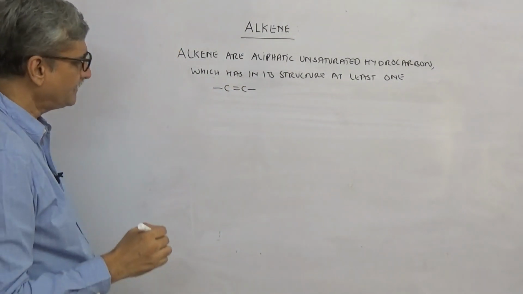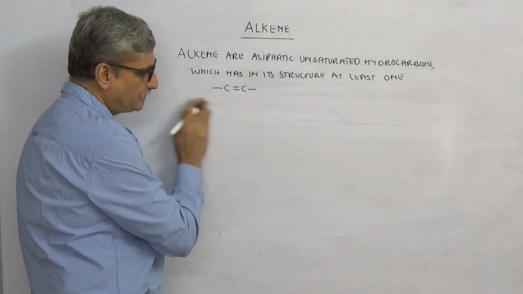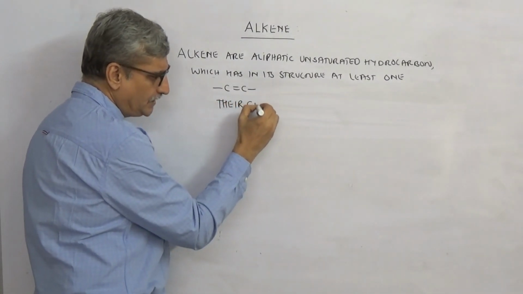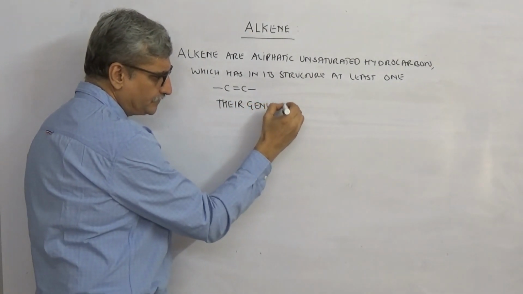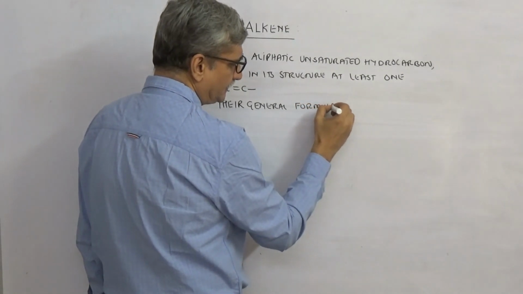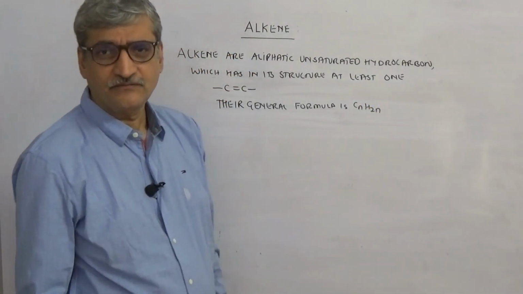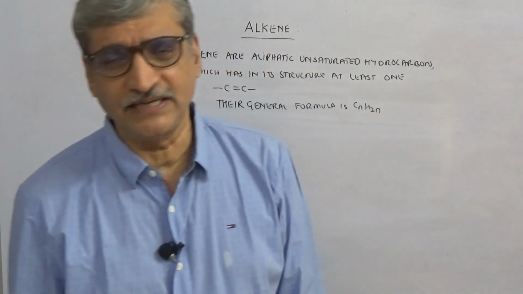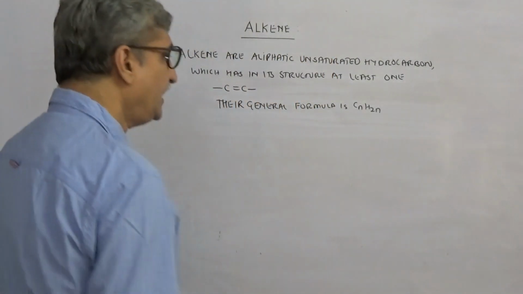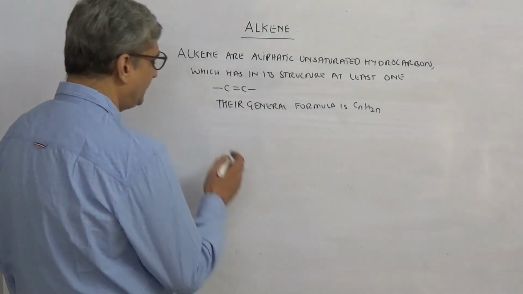Is this clear? So those having two double bonds are different from that. Their general formula is CnH2n, because for each pi bond that is formed, which becomes a multiple bond, two hydrogens are removed actually. So that is how we get CnH2n+2 for alkane. So CnH2n will be that of alkene.